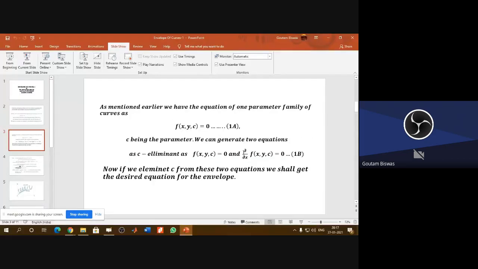Okay. Next, now if we eliminate, so we have these two equations. Our task is to eliminate C between these two equations. Then we shall get the desired equation of the envelope. But you have to prove that the desired equation will touch each member of this family of curves.